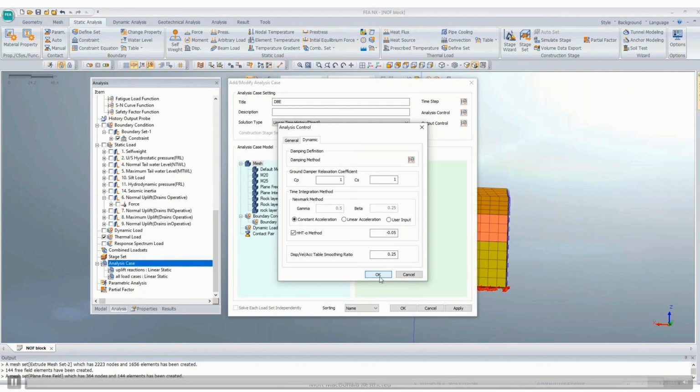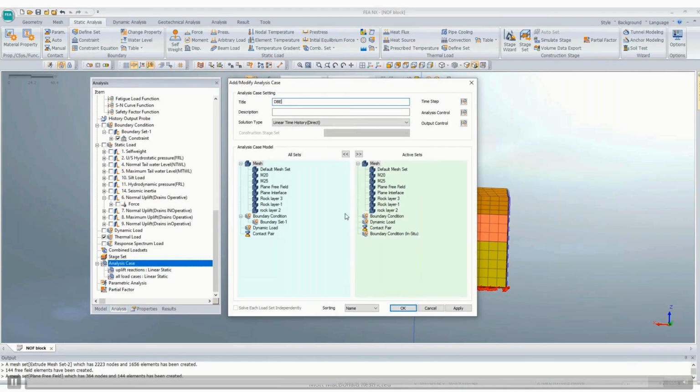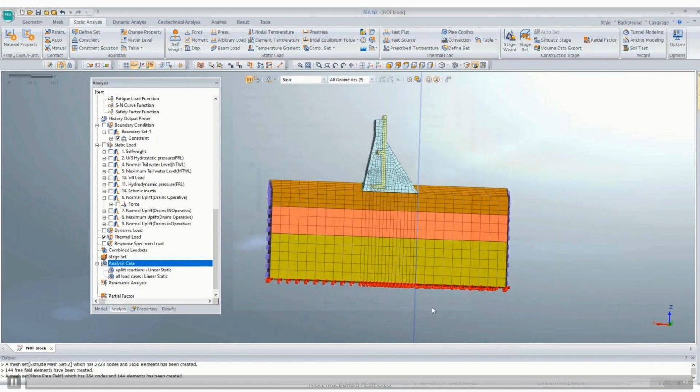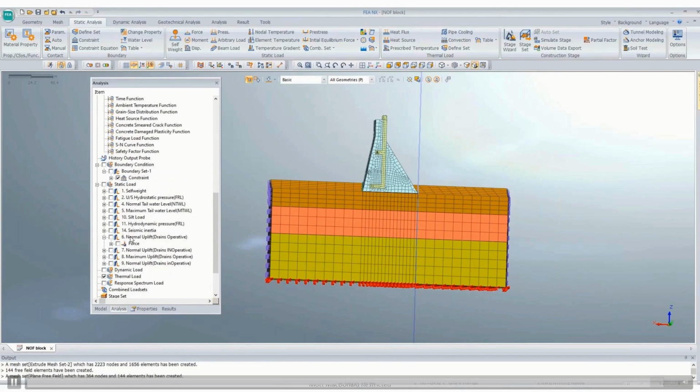Okay, so this is it. Let's keep everything the same. Then this water I have removed. So all these layers I will require, boundary set 1 I will require, and I have not defined the dynamic load. Dynamic load I have to define, and it's quite simple. Time varying ground motion, ground acceleration.